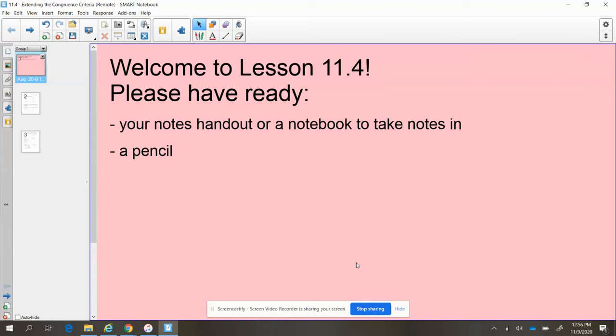So please have ready today the notes handout that is attached to the Edpuzzle link in Google Classroom if you have the ability to print, or a notebook to take your notes in works just fine as well. You can follow along and copy the diagrams. A pencil will also be necessary to write that all down.